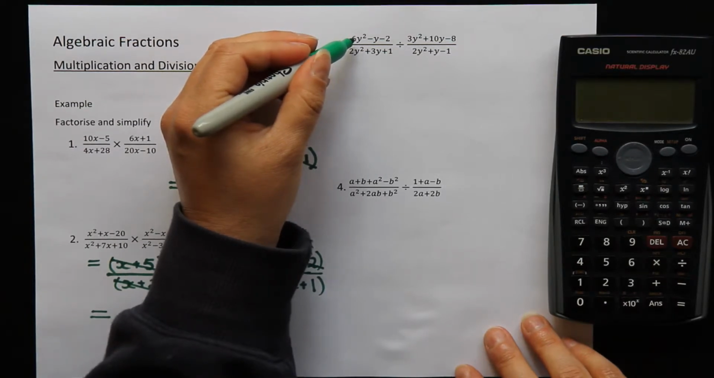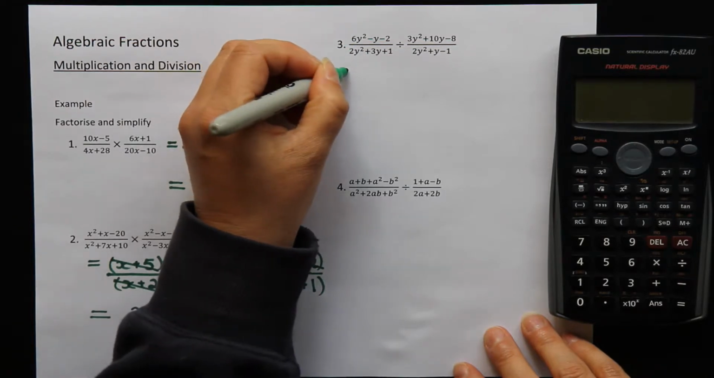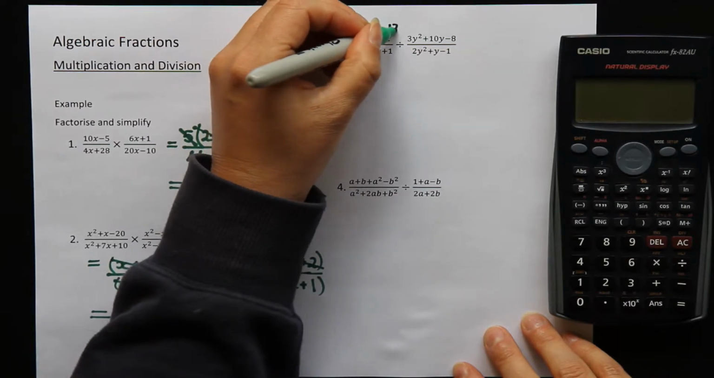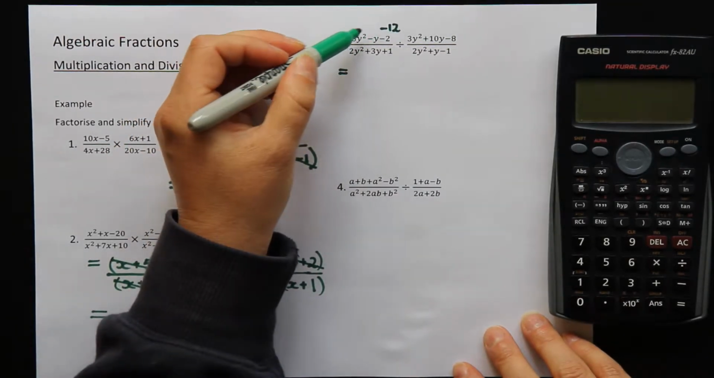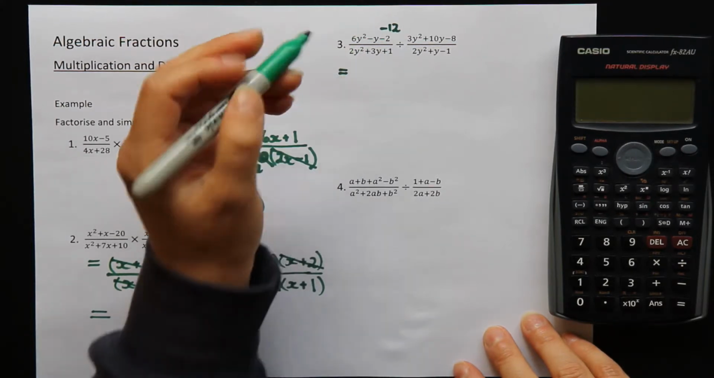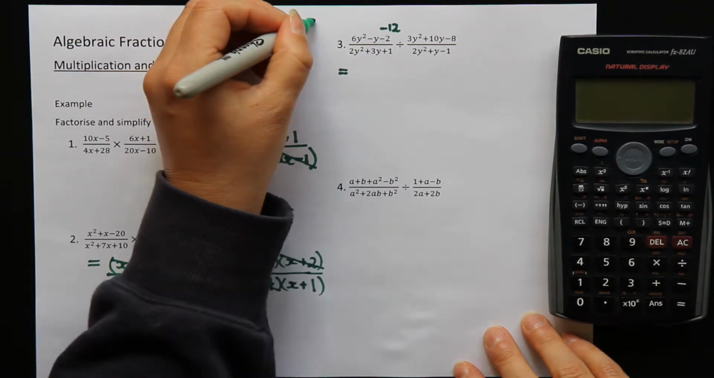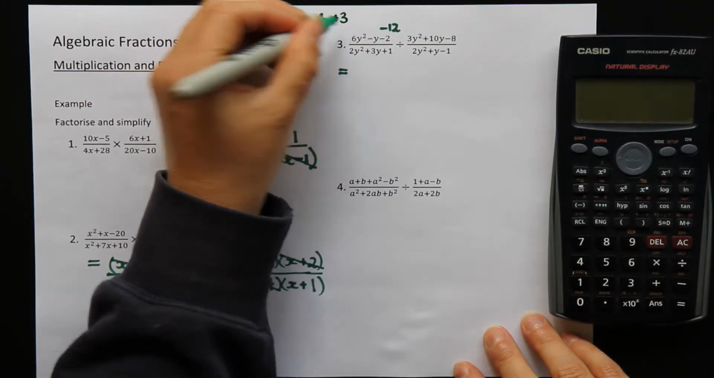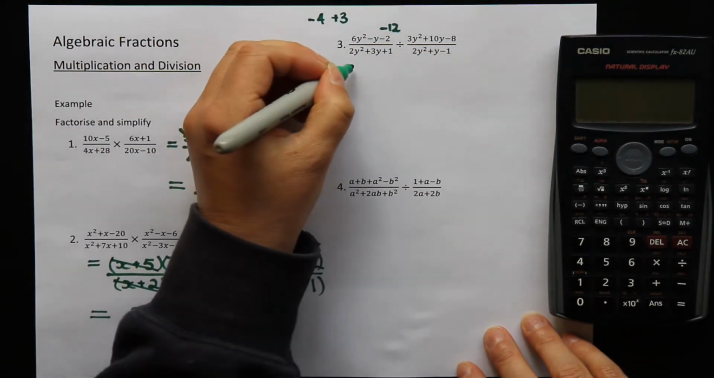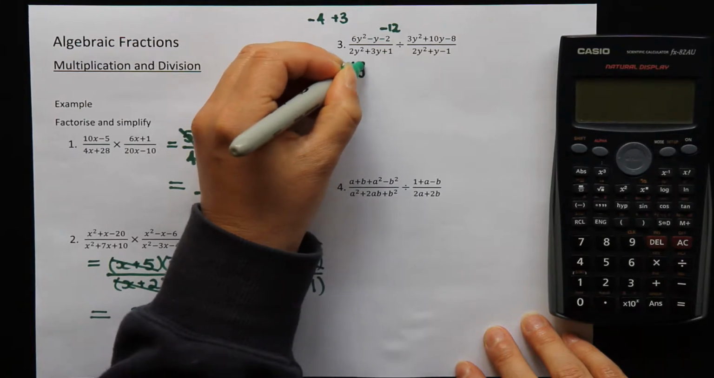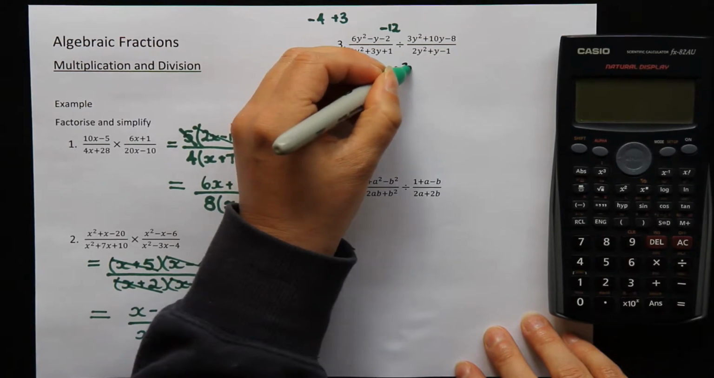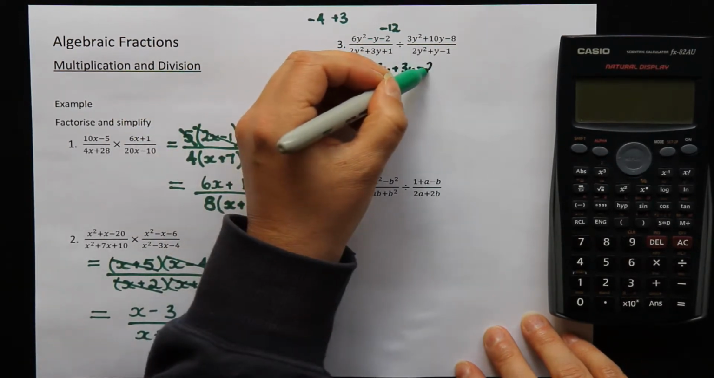It's a harder trinomial. So to do that, we're going to have to multiply the 6 with the 2 to get a negative 12. And we're looking for two numbers that times to give negative 12, and add to give a negative 1. So that would be a negative 4 and a plus 3. Now we don't put them straight into brackets like these ones down here. We have to split the middle term. So that's going to be 6y squared minus 4y plus 3y minus 2.